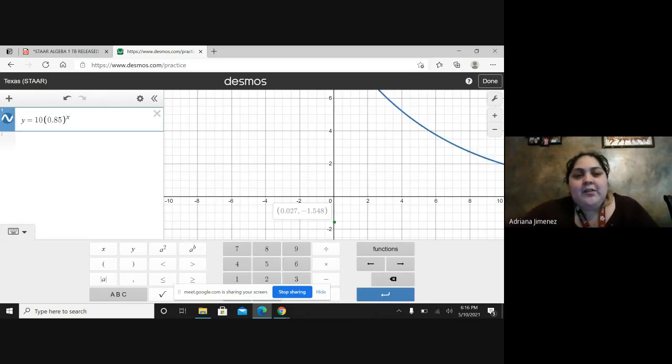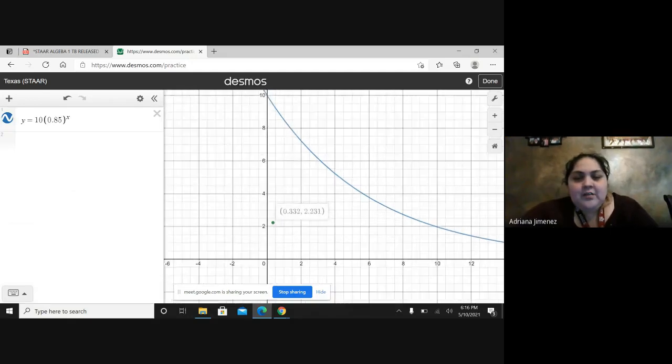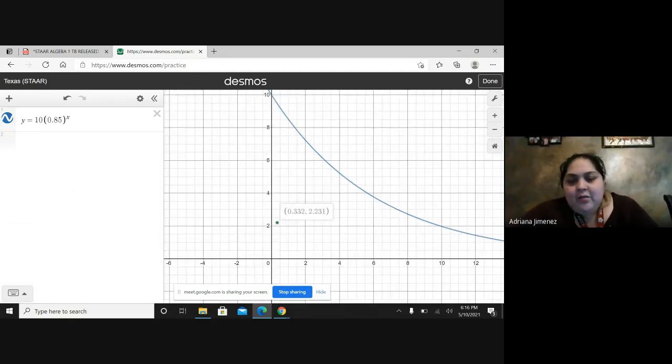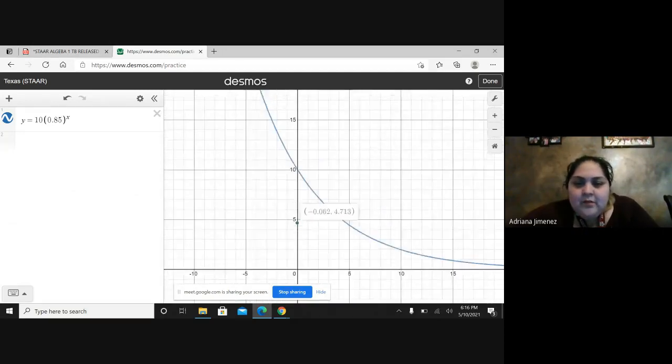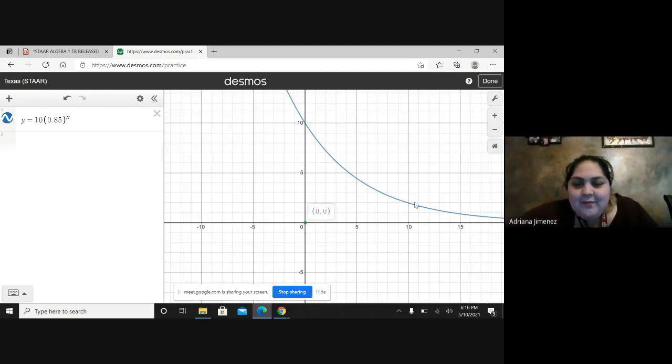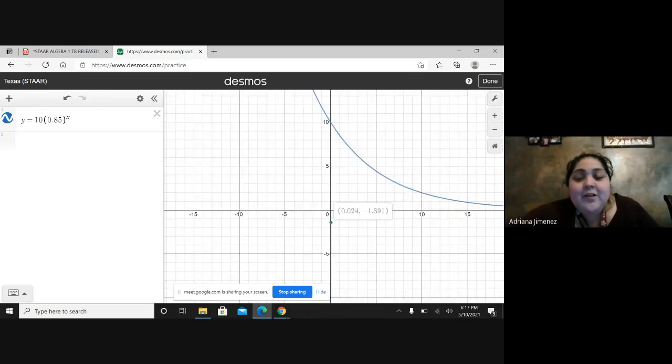So we know it has to go this way. It's going in this direction, and it's going like that. So we need to figure out which graph is going this way. Let's zoom out a little bit. Sorry, I don't know where that dot came from.